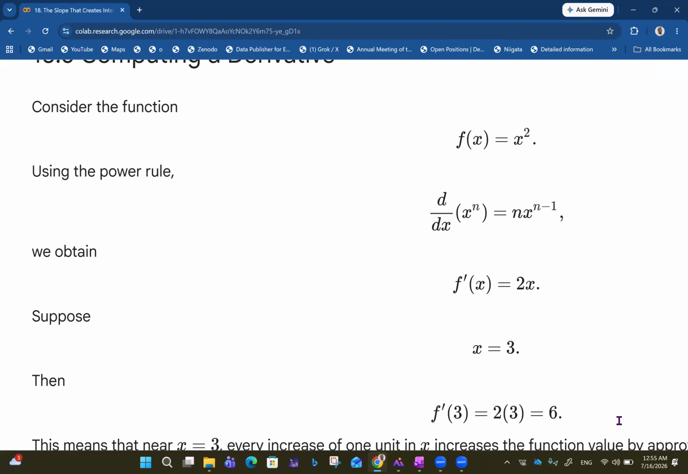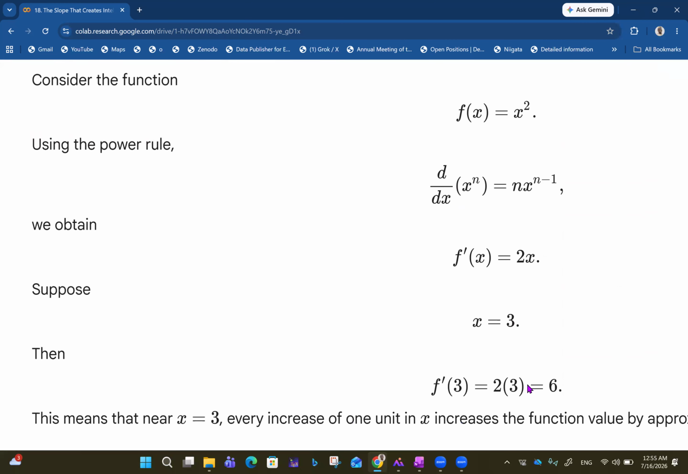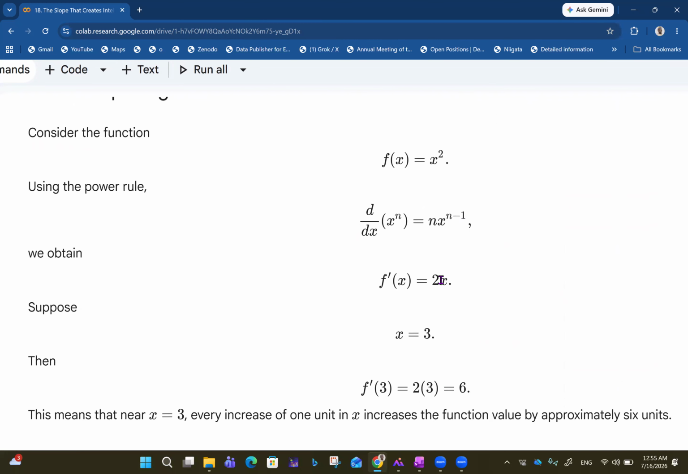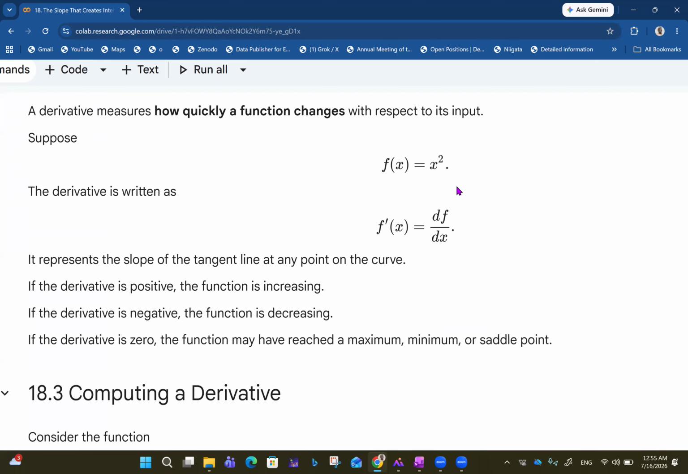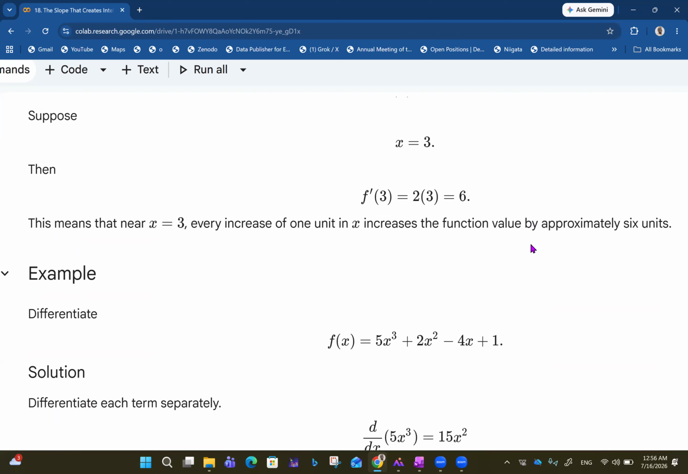So how do you compute derivatives? Of course, that's calculus. Consider the function f of x equals x squared. Using the power rule, d/dx of x raised to power n is n x raised to power n minus 1. So we obtain f prime of x to be 2x. Suppose x is 3, then the slope evaluated at 3 is equal to 6. So f prime of 3 is 2 times 3, which is 6. This means that near x equals 3, every increase of 1 unit in x increases the function value by approximately 6 units. That's what the slope tells us.